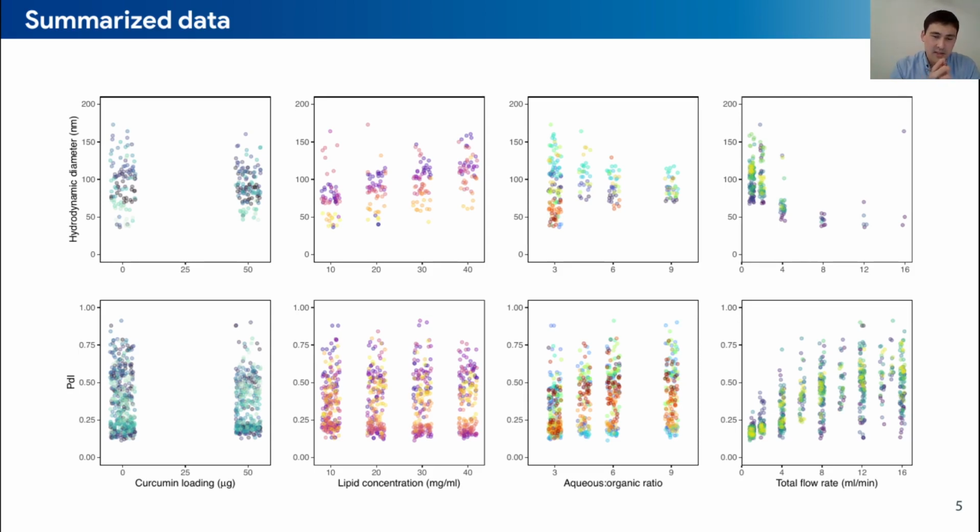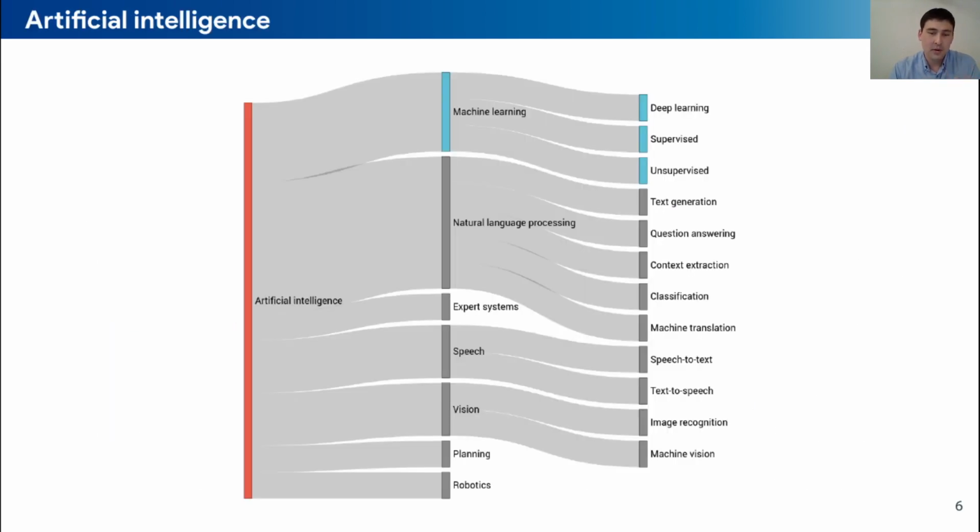But what's exceedingly difficult is to understand how all of these factors are tied together, and more so, can we understand how to manipulate each one to obtain a desired output, for example, stable particles or a specific diameter. And that's where artificial intelligence can come in.